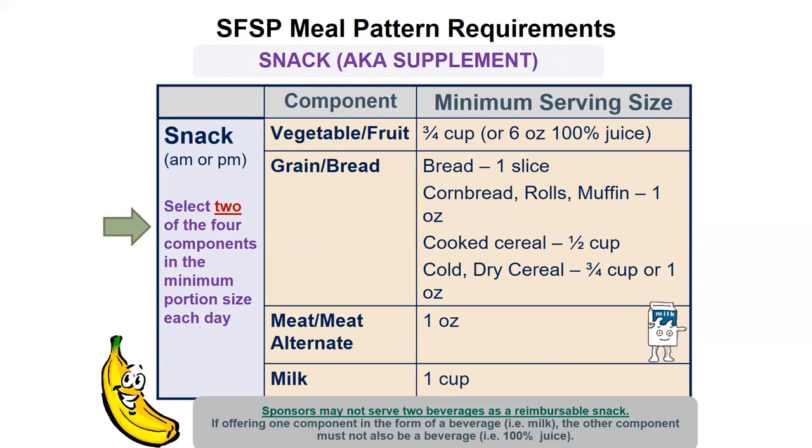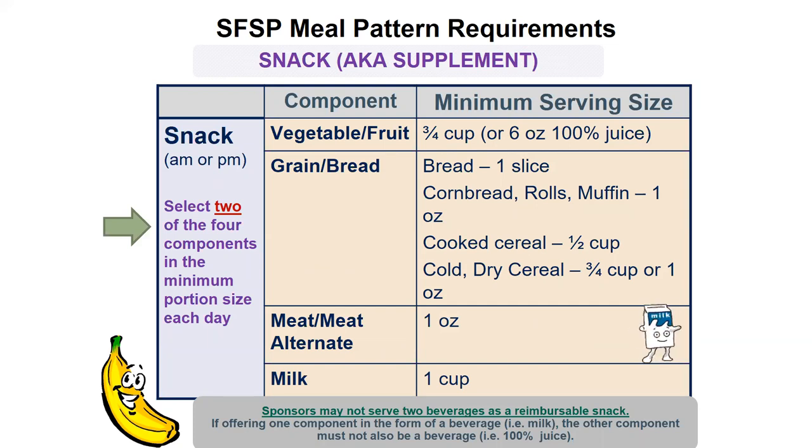This slide is going to show you the base or basic SFSP snack, and that could be an AM or PM snack meal pattern requirement. We also call this the supplement sometimes under SFSP, but supplement and snack are basically one and the same. For snack, there are 4 possible component groups. And in order to plan and serve a snack that is reimbursable, the menu planner must select 2 of the 4 components and offer those in at least the planned minimum portion.